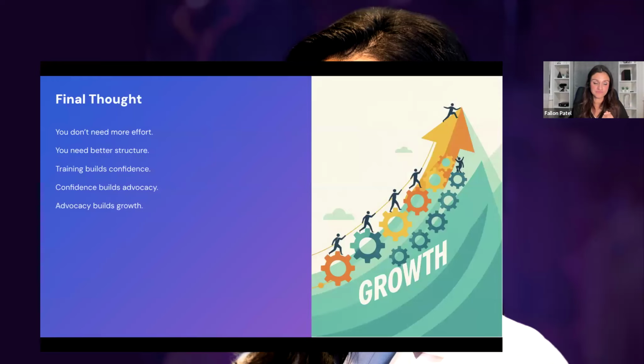So final thought, you don't need more effort. You just need better structure, and training builds that confidence, right? The more you practice, the more confidence builds, and confidence builds advocacy, and advocacy builds growth. So I think you just have to start with one small thing, lay the seed, lay the foundation, and just begin. Because if you overthink it, we don't begin.